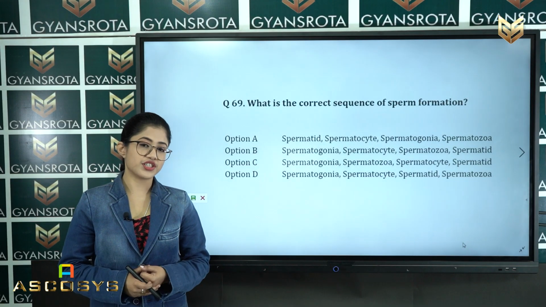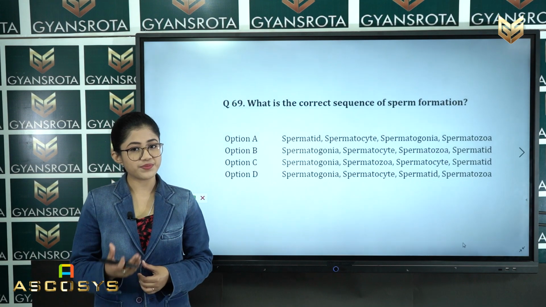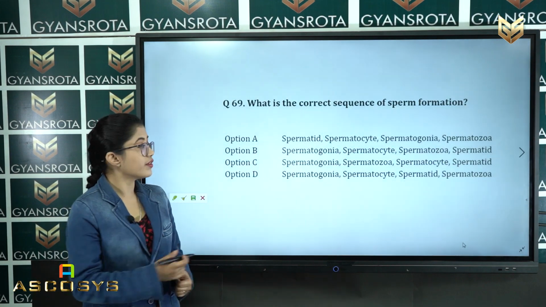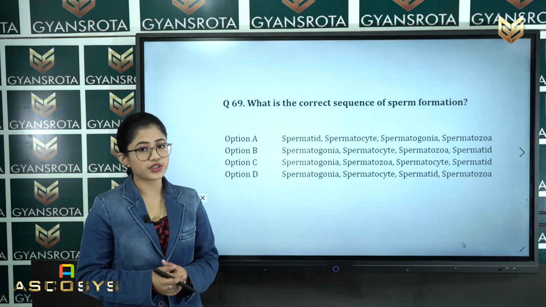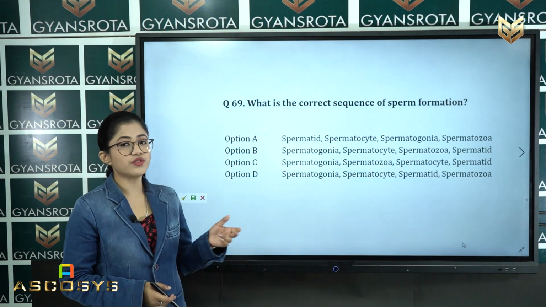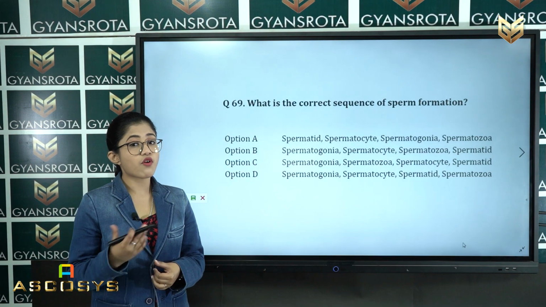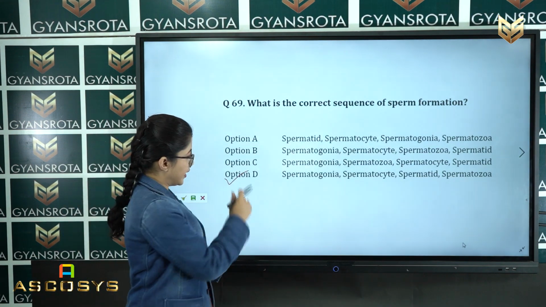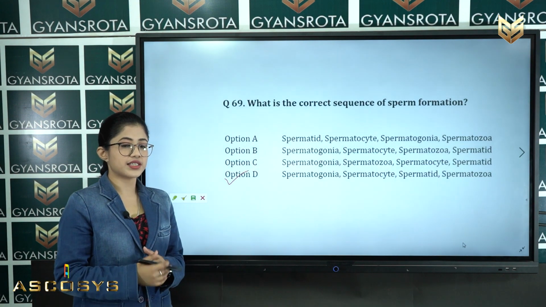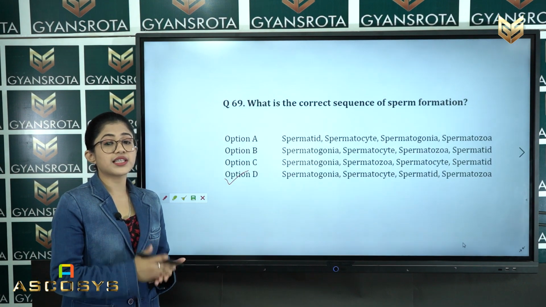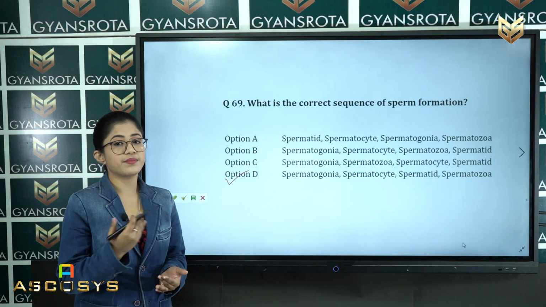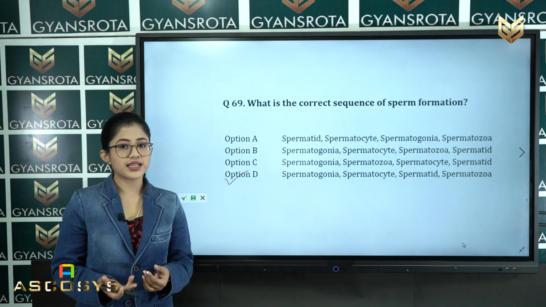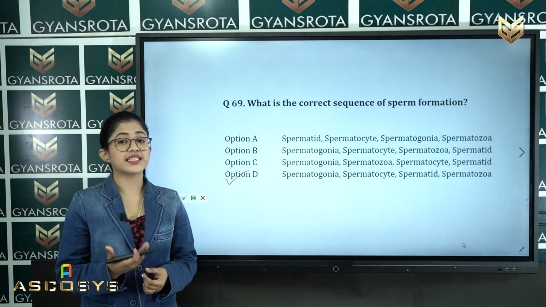This is a very easy question, and it has come from the chapter Human Reproduction. So how are the sperms formed? Which of the following four options is the correct option? Out of these four options, what is the correct sequence for the formation of sperm? That is given in option number D. In option number D, it is written that spermatogonia, after that spermatocyte, then spermatid, and then the spermatozoa. Spermatozoa, which means the sperm. Okay, so this is the correct answer.